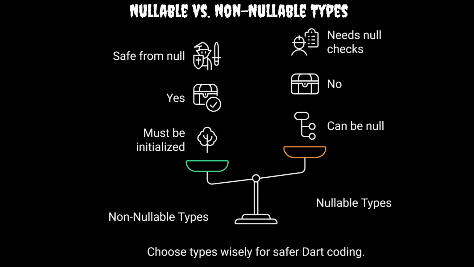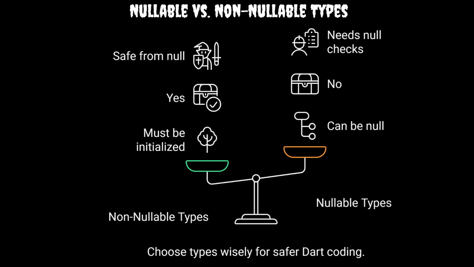In Dart, understanding the difference between non-nullable and nullable types is crucial for writing safe and reliable code. Let's start with non-nullable types. These types are considered safe from null, which means the compiler ensures they will never hold a null value. This makes your code more predictable. And the answer is yes, non-nullable types must be initialized. If you declare a non-nullable variable, you have to assign it a valid value right away, or you'll get a compile time error. This requirement helps prevent a whole class of bugs caused by uninitialized variables.